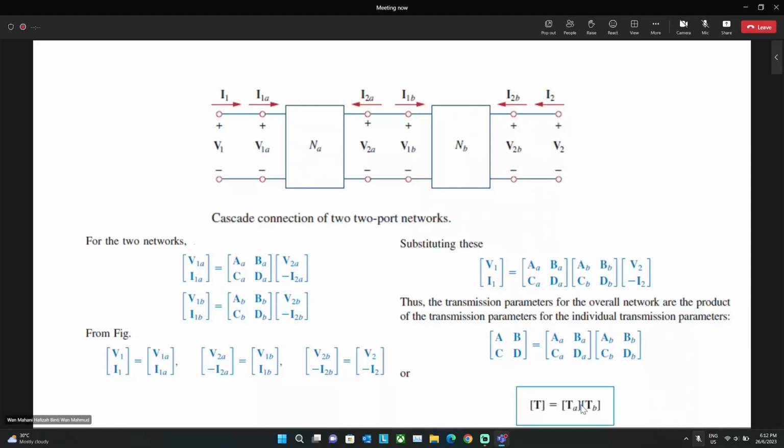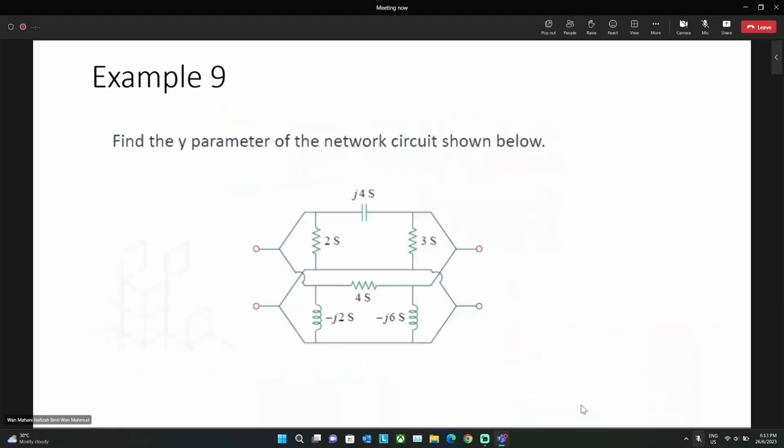Series guna Z parameter, cari satu-satu, tambah. Parallel guna Y parameter, cari satu-satu dan tambah. Cascade, guna transmission parameter, cari satu-satu dan darab. Okay, that is how you calculate the transmission parameter. Ini adalah example macam mana nak cari untuk parallel connection.